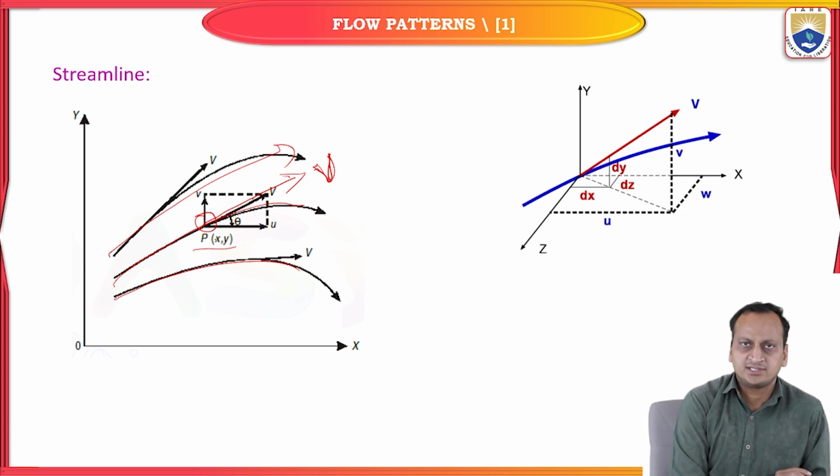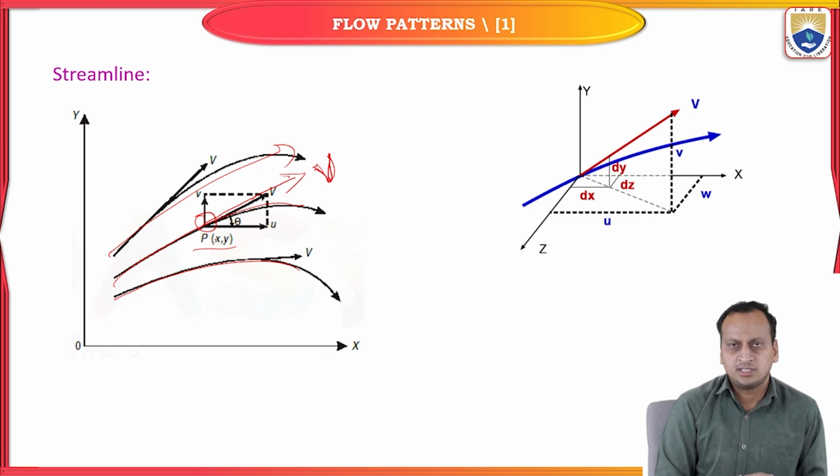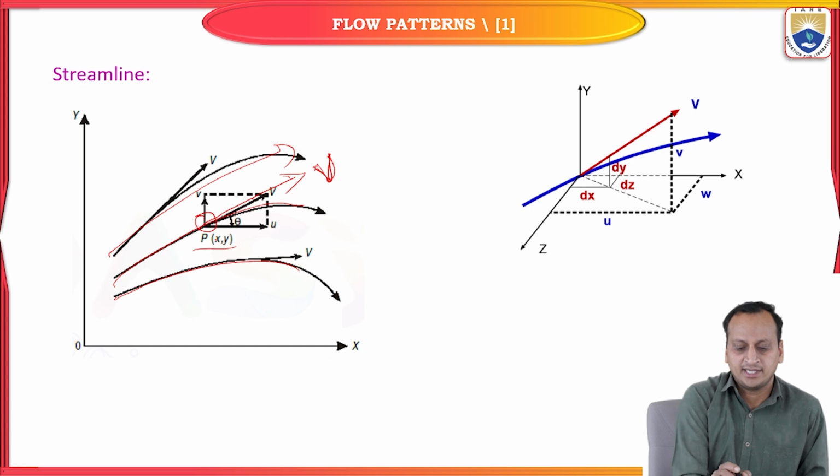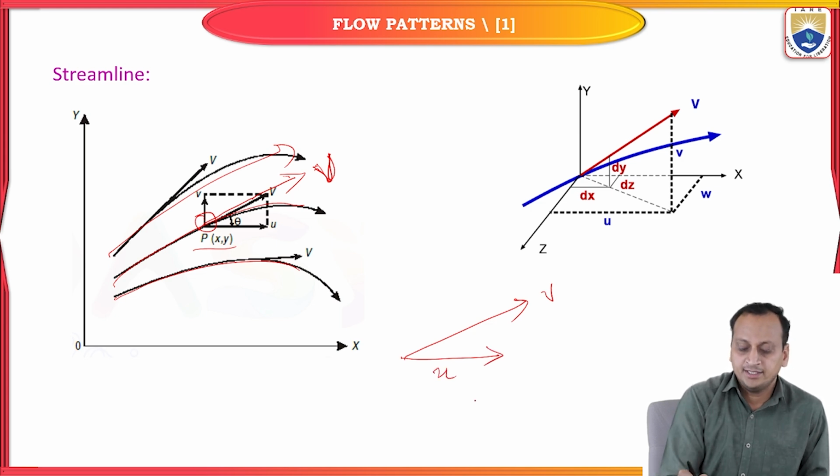At this instant, the velocity of the fluid particle is capital V, and this can be resolved into two components, about x and about y. About x, the velocity component is small u, and about y, the velocity component is small v. The angle between u and capital V is theta. So this gives the direction of velocity.